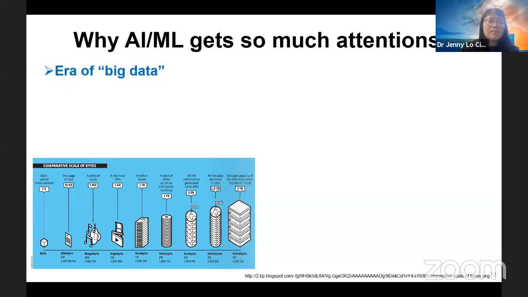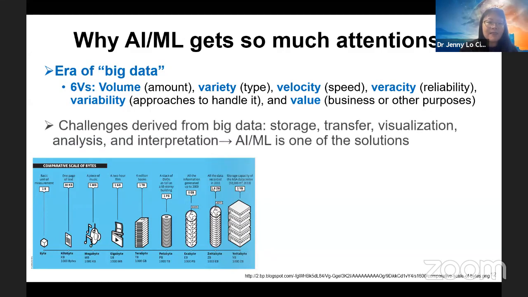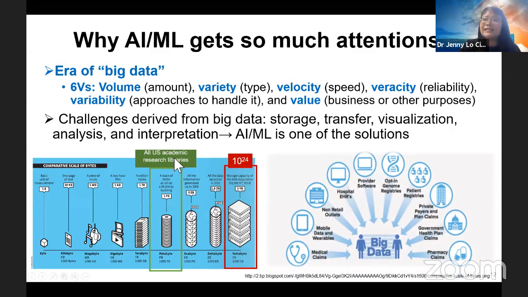So why do AI and machine learning get so much attention? One of the biggest reasons is that we are in the era of big data. When I say big data, it can be explained with the 6 Vs. It includes volume, a large amount of data. It includes variety, different types of data. As you can see in this graph, there's data from the provider, hospital EHR, or your iPhone, where you track your vital signs, and also velocity.